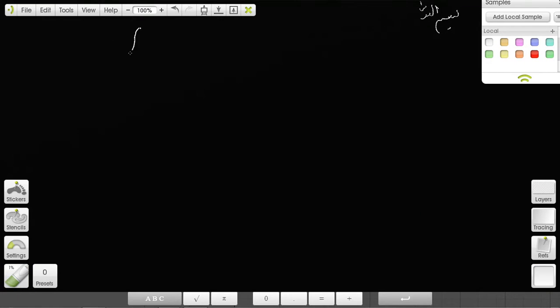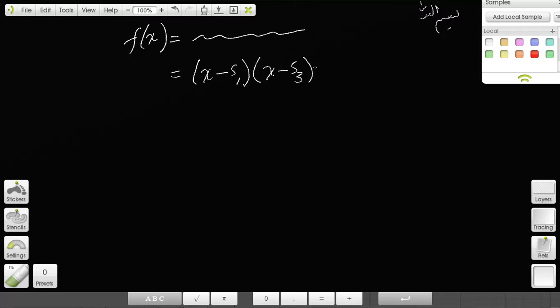Let me repeat this again. If I give you a function f of x equals something, and we know that S1, let's just say S2 and S3, are the zeros, if we knew that somehow, then we could say that this function can be factored, and these are going to be the factors of this function.